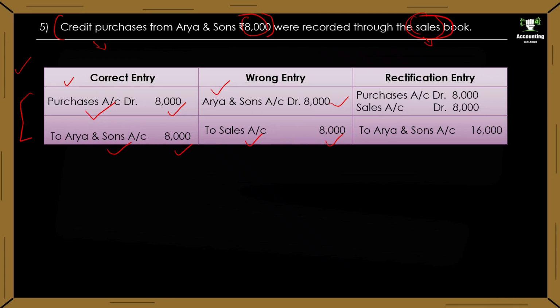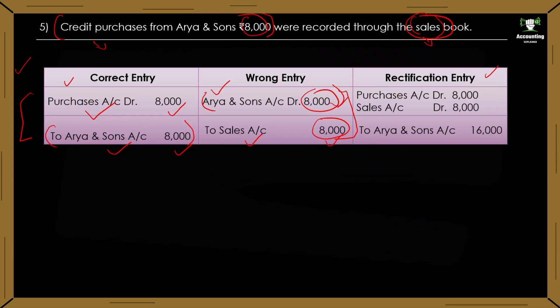Now, if you see the wrong entry, the debit amount and the credit amount are equal. So, no need to open a suspense account in the rectification entry. First, that is ruled out. Next, see Arya and Sons. Here in the correct entry it is credited. In the wrong entry, it is debited. This debit has to be cancelled.